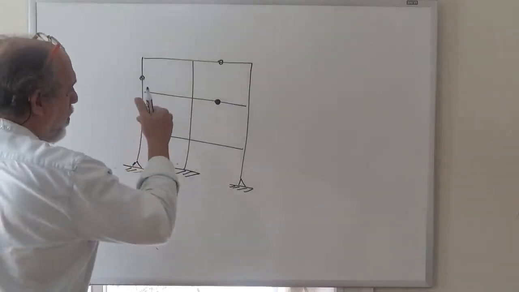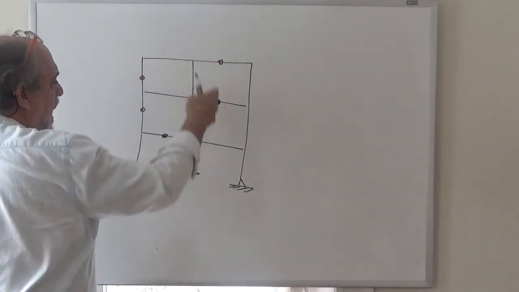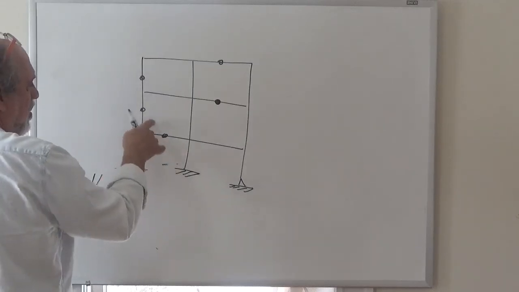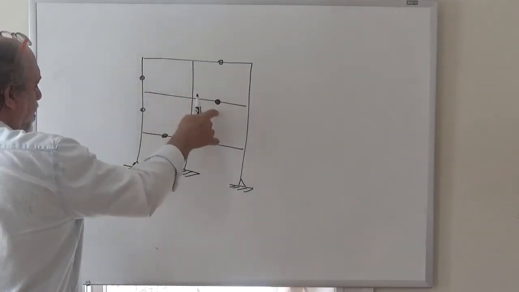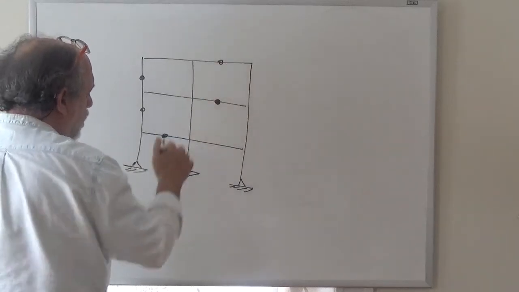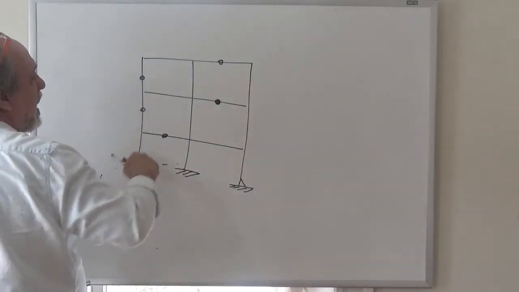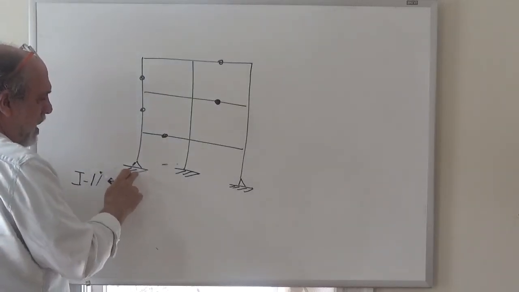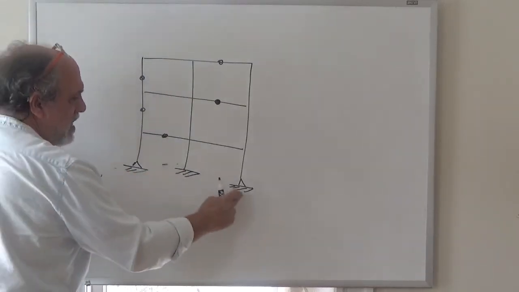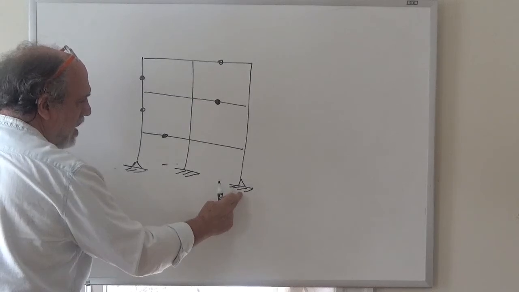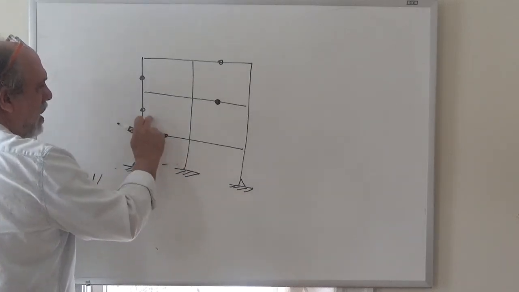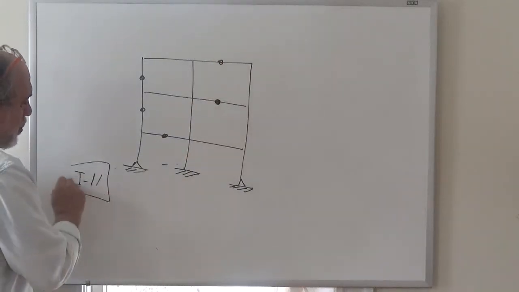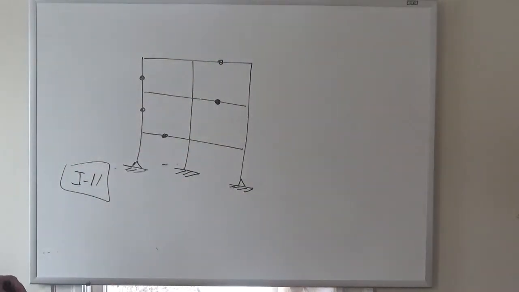Again, I would cut open 3, 6, 9, 18. Now I start under here. 18, 17, 16, 15, 14, 13, 12, 11. So that structure is indeterminate to the 11th, right?